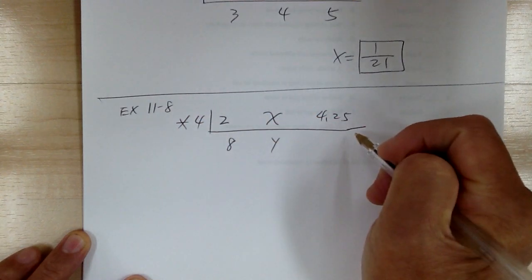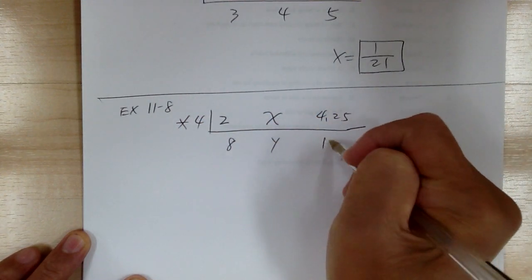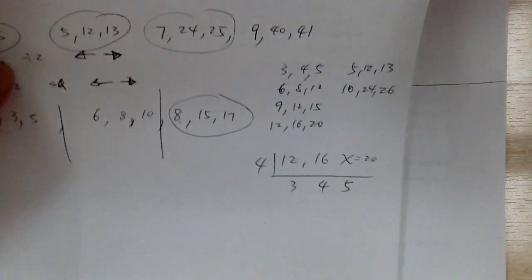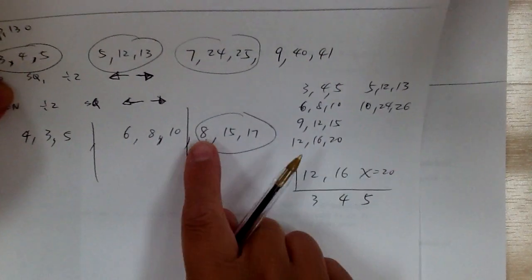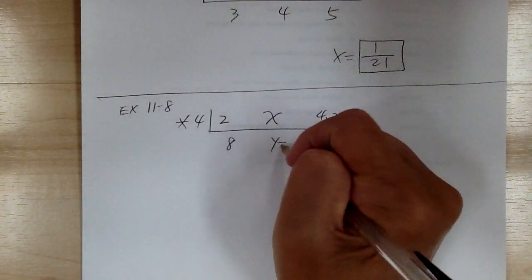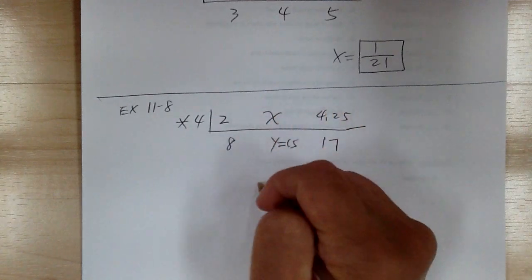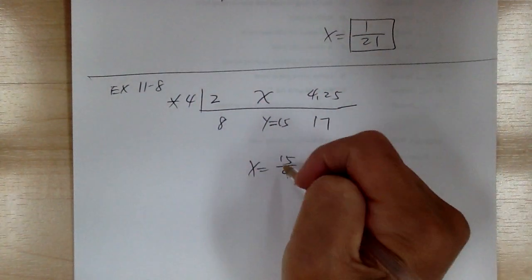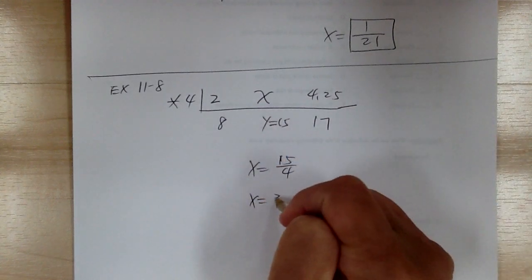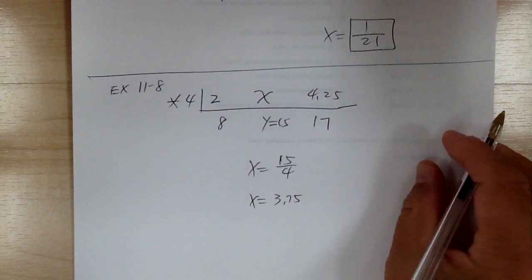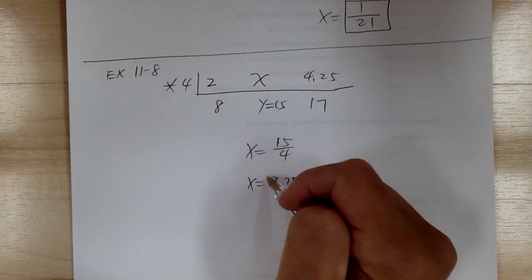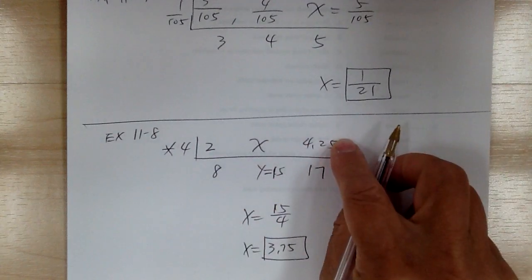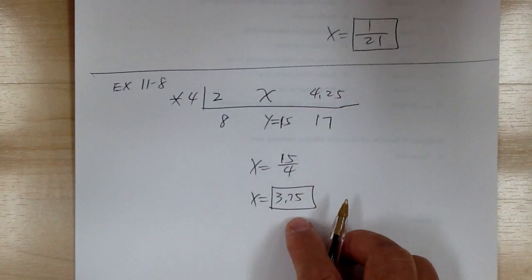I'm going to put this as y. And 4 times 4.25 will give you 17. So again, this is your 8, 15, 17 that you should kind of recognize. So y will equal 15, and therefore x will equal 15 over 4. And if you want to use decimal, x will equal 3.75. So again, by using this method, even with complicated numbers, you don't even need a calculator for it.